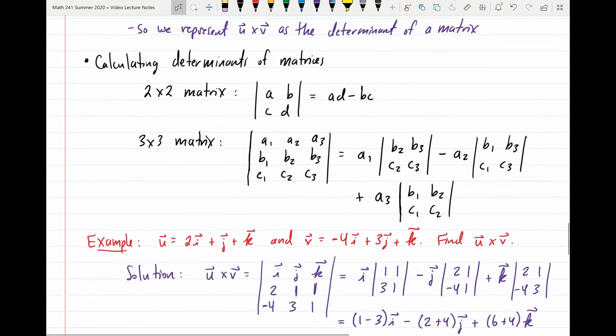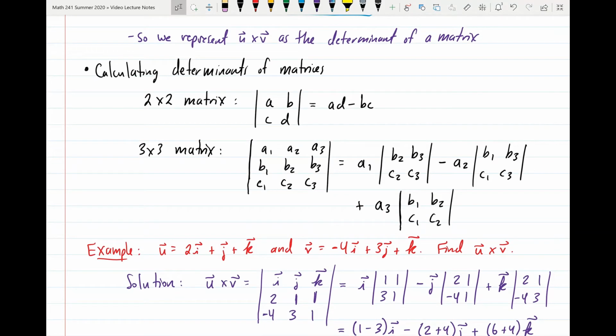Okay, so calculating the determinants of matrices. Well, let's split this into two cases. We're going to talk about determinants of 2 by 2 matrices and then determinants of 3 by 3 matrices. To find the determinant of a 3 by 3 matrix, we just break down the matrix into 2 by 2 matrices, and then it ends up just being a problem of finding the determinant of 2 by 2 matrices.